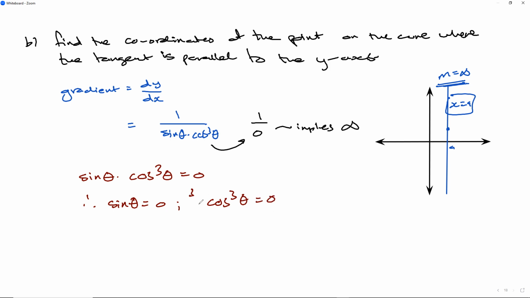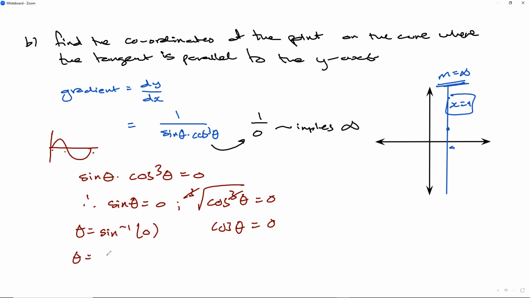I could then cube root it. Cos theta equals 0. Sine theta equals 0. And now I can just solve each one. So theta is equal to shift sine of 0. And remember, my sine graph is 0 at pi and 360. So we know that theta can equal 0, pi, 2 pi.